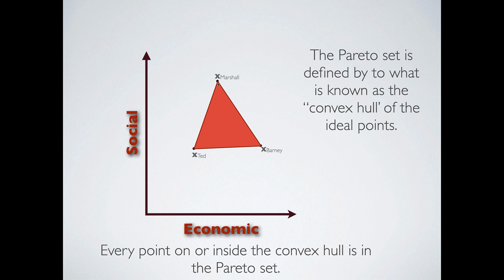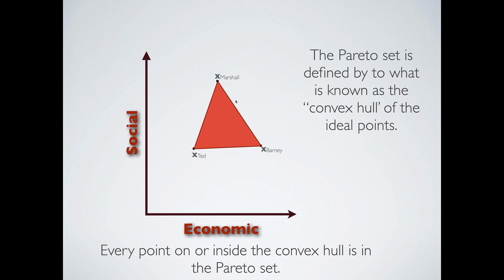Every point on the boundary here, these are what are known as the contract curves between the agents. Every point on those contract curves or inside of the convex hull is Pareto optimal. There's no way to move away from that alternative without making at least someone worse off. For the points outside of the Pareto set, there are moves you can make. There are things that would make at least one person happier without making anyone worse off. So that is the Pareto set.